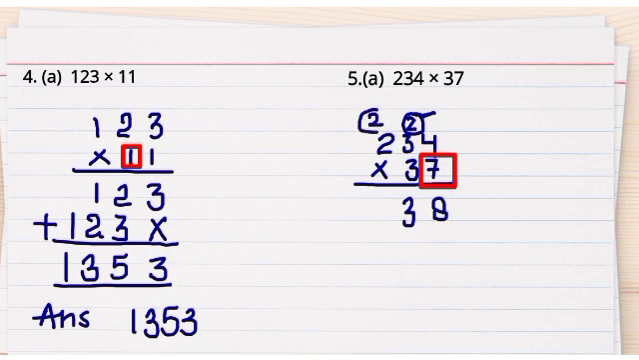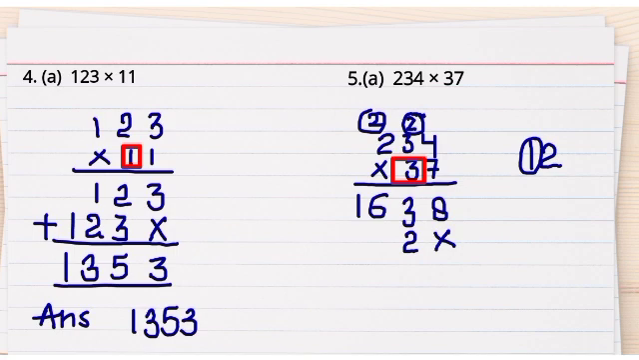2 carry forward, right? 7 2s are 14 plus 2, 16. You have multiplied by the digit at ones place, so put cross at ones place. Now multiply by the digit at tens place, which is 3 here. 3 4s are 12, 2. 12 is a 2-digit number now, so you will just write 2 and 1 will be carry forward, right?